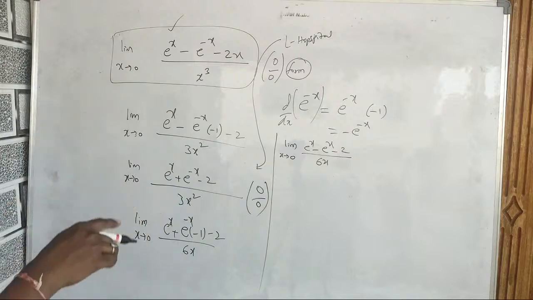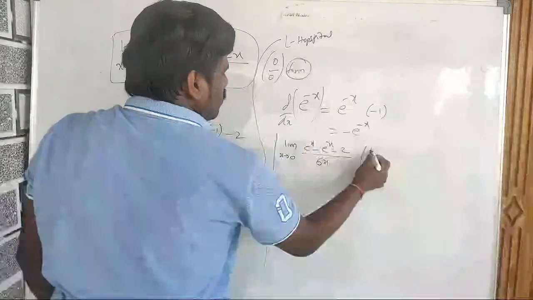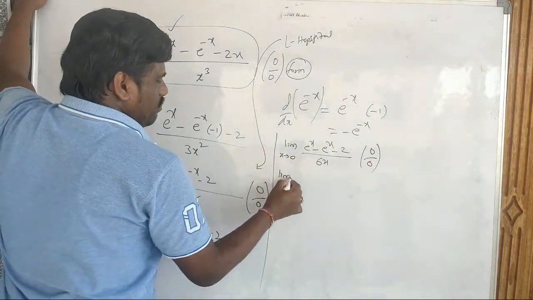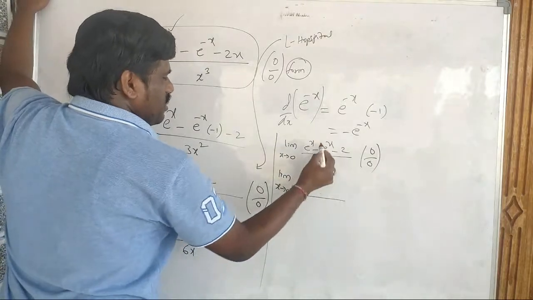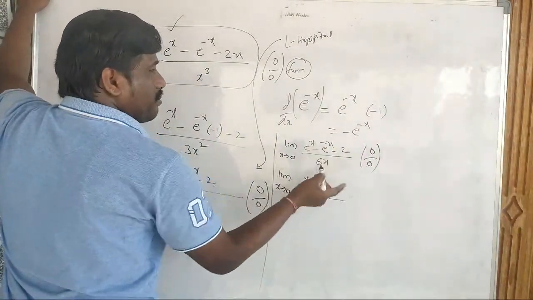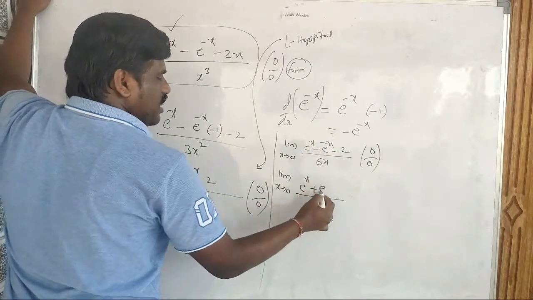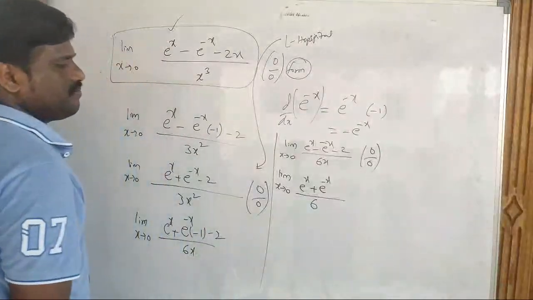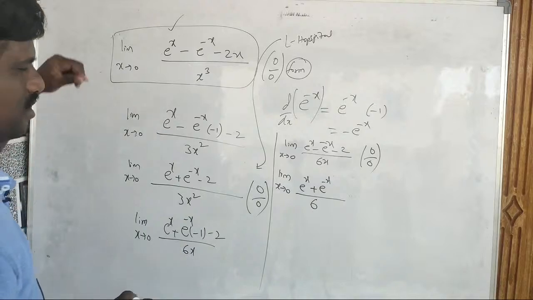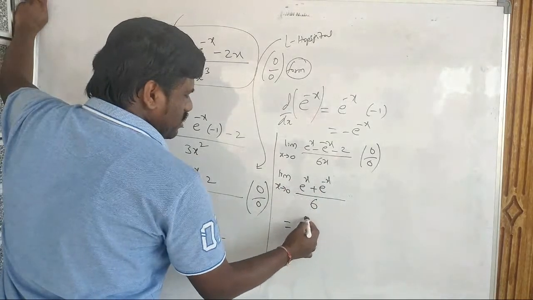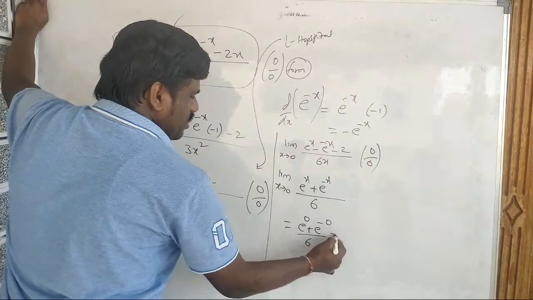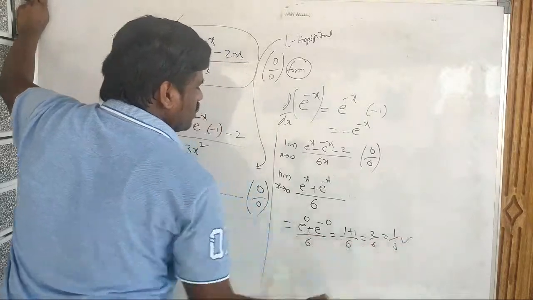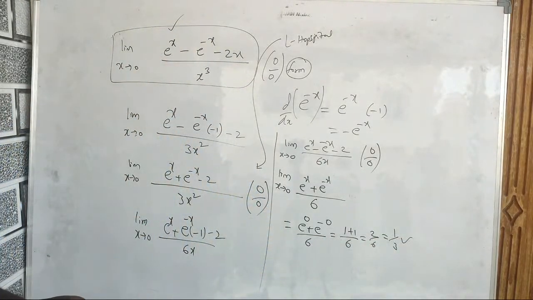If I substitute the limit 0 again, I get 0 by 0 form, so again I have to differentiate. Limit x tending to 0, e power x differentiation is e power x, e power minus x differentiation is minus e power minus x, so plus e power minus x. Differentiation of 6x is 6. Now substitute the limit: e power 0 plus e power minus 0 divided by 6, that is 1 plus 1 by 6, 2 by 6, that is 1 by 3 is the answer. So we have done this using L'Hopital rule.